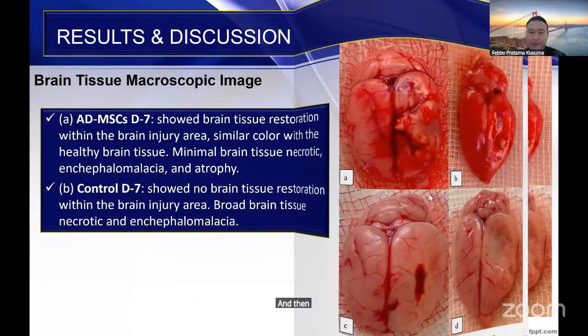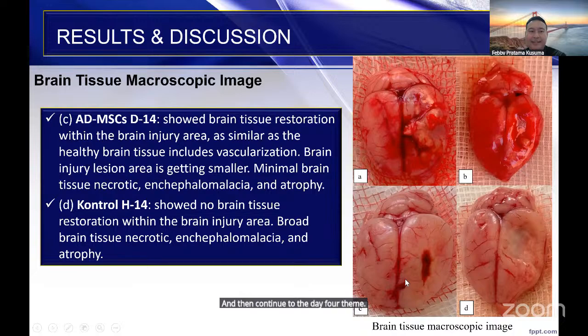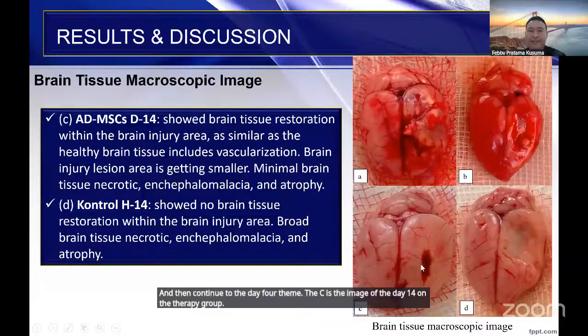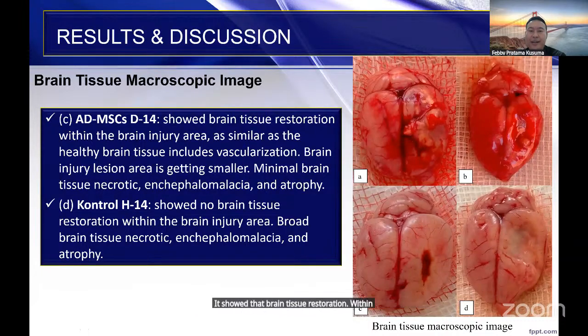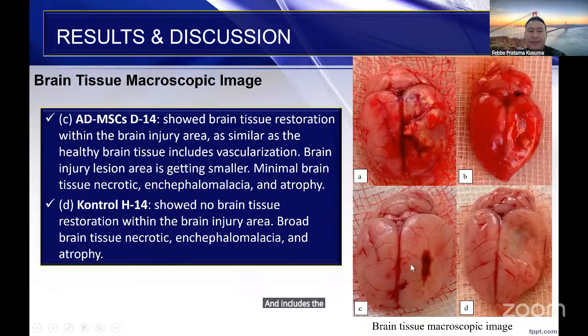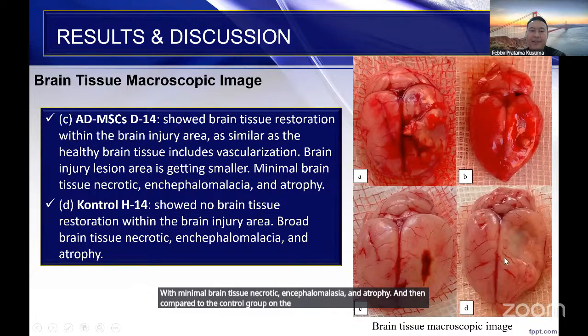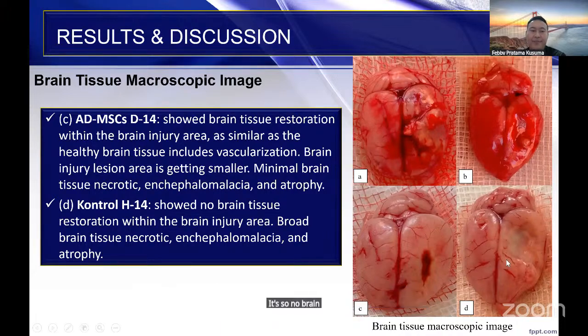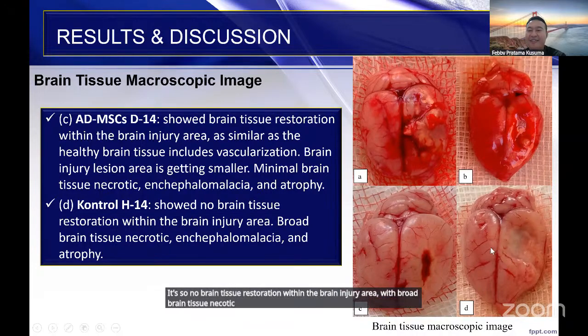And then continue to day 14. The C is the image of day 14 in the therapy group. It showed brain tissue restoration within the brain injury area, similar to the healthy brain tissue, and includes vascularization. The brain injury lesion area is getting smaller with minimal brain tissue necrosis, encephalomalacia, and atrophy. Compared to the control group on day 14, it showed no brain tissue restoration within the brain injury area, with broad brain tissue necrosis, encephalomalacia, and atrophy.